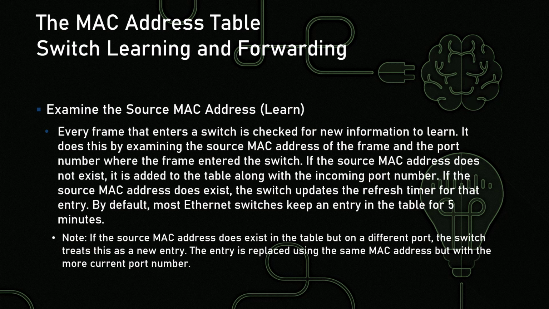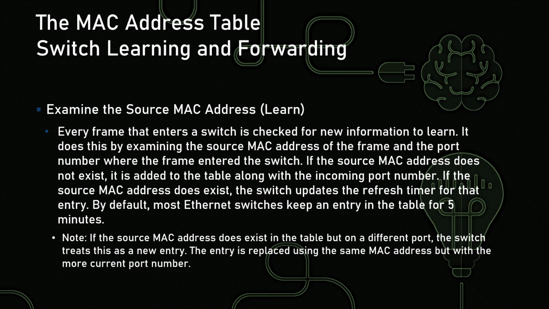Every frame that enters a switch is checked for new information to learn. It does this by examining the source MAC of the frame, as well as the port number where the frame entered the switch. If the source MAC does not exist, it gets added to the table along with the incoming port number, so that says which port is connected where. If the source MAC address does exist, the refresh timer for that entry gets updated. So every 5 minutes, by default, most switches will go ahead and clear out anything that has stopped transmitting information. This ensures that old data doesn't get transmitted to the wrong place.